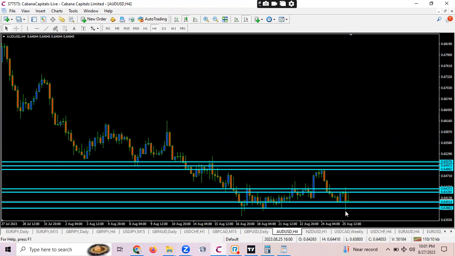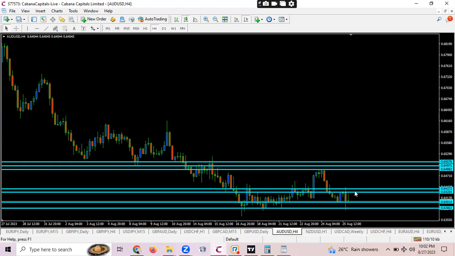So you don't want to set your stop loss at this level or at this level or at this level. You should set it a few pips below this low. I hope that is clear. Okay, so that is my take on Australian dollar USD.